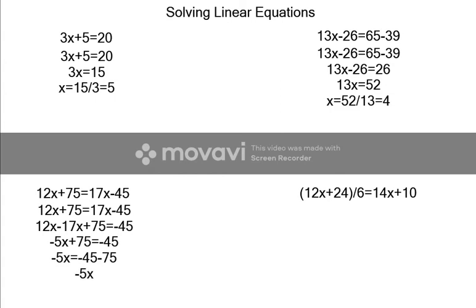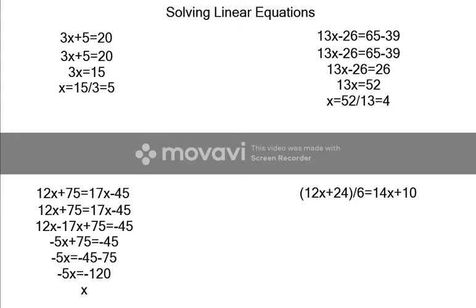Simplified even further, this is the same thing as negative 45 plus negative 75. So that would equal negative 120. And then we just divide both sides by negative 5. Or you can even divide by 5 and then take another step to divide by negative 1 because of the negative. But I just like doing the full thing.